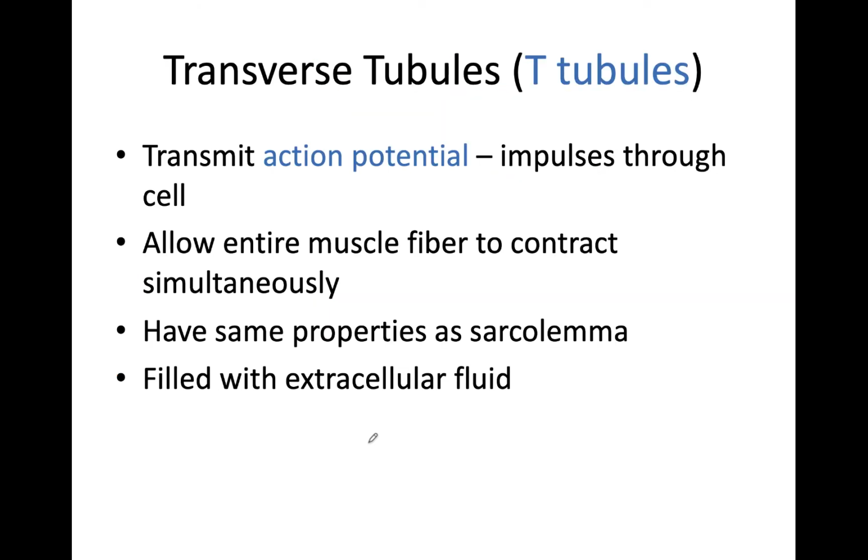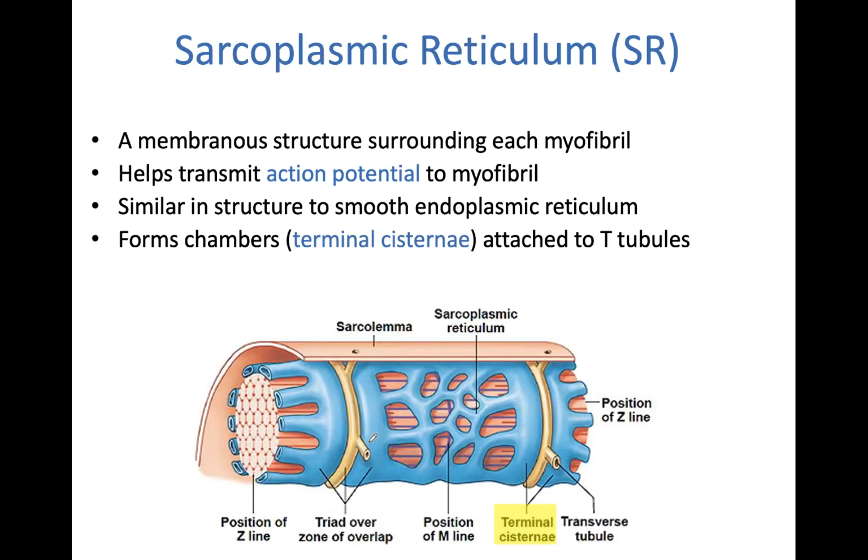Now, there's another structure called T-tubules. And before I go over this slide, I'm going to go through the picture of T-tubules in the sarcoplasm on this next slide. So again, this whole thing is the sarcolemma. It surrounds the entire skeletal muscle cell. Let's just draw it all around.